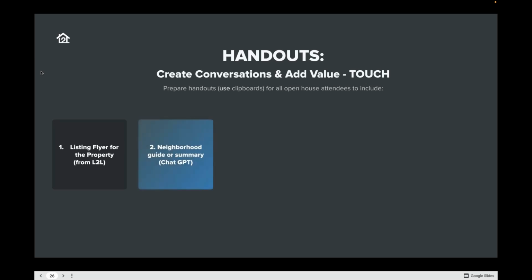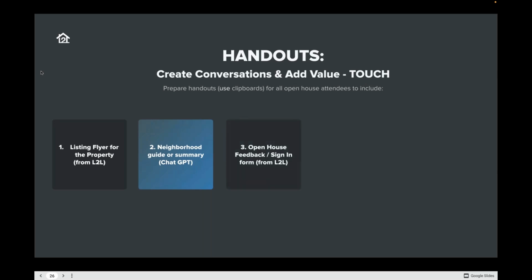You're going to supply a neighborhood guide or summary via ChatGPT. And again, in the PDF guide, I've got the prompt. It will literally take you 45 seconds. You're going to copy and paste the prompt in. You're going to change the city, neighborhood name. And you're going to be impressed, I think, by what you get out of it.